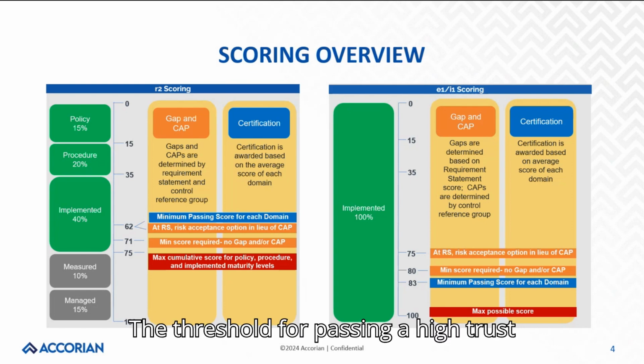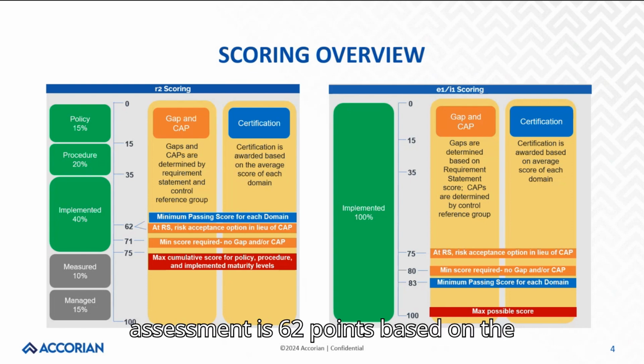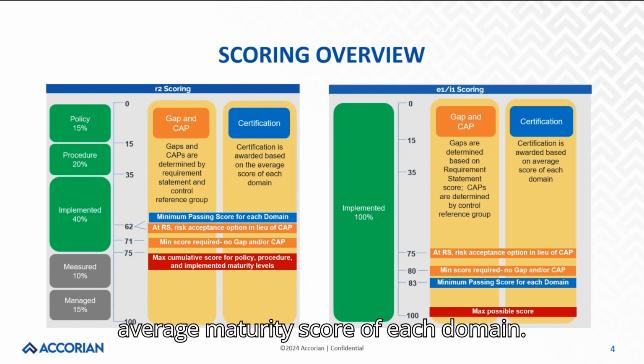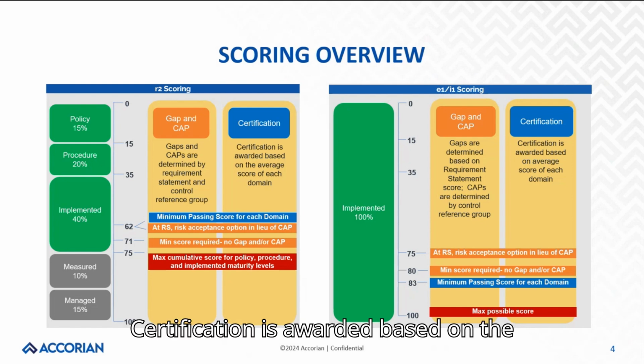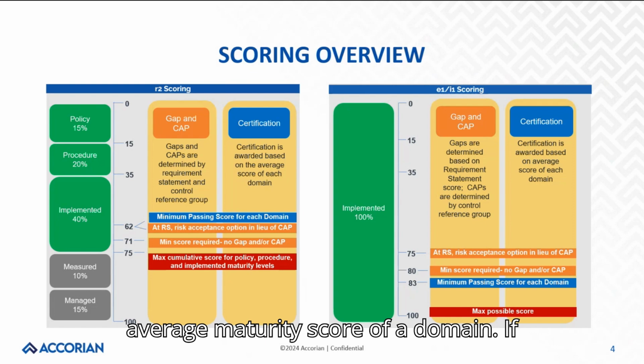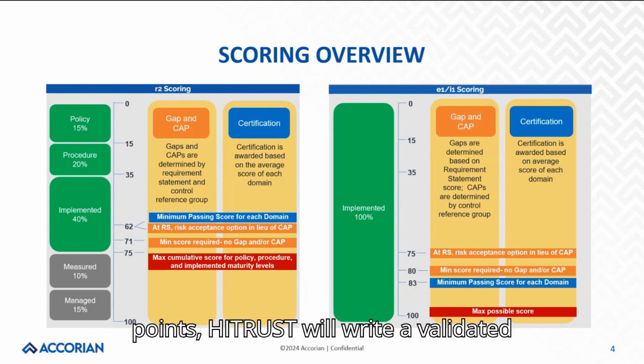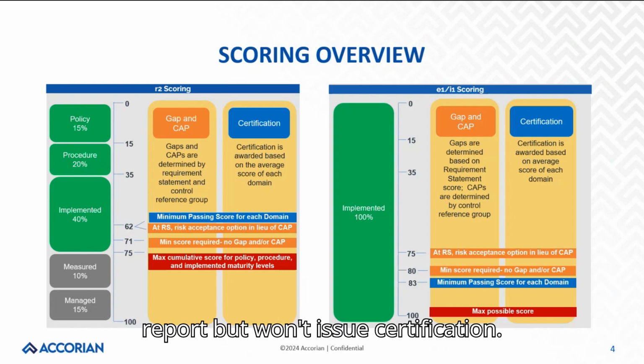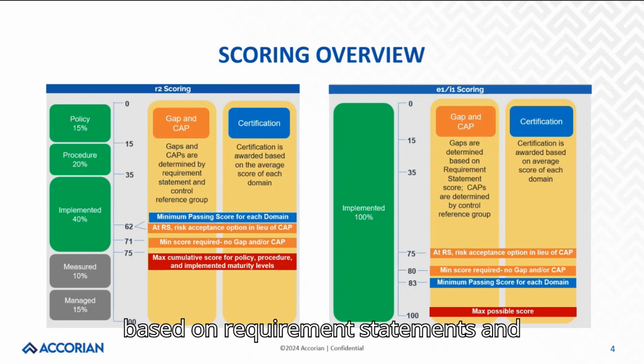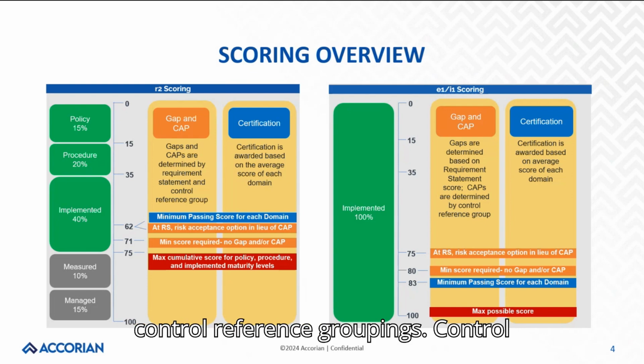The threshold for passing a HITRUST assessment is 62 points based on the average maturity score of each domain. Certification is awarded based on the average maturity score of a domain. If the score for any domain is less than 62 points, HITRUST will write a validated report but won't issue certification. Gaps and corrective action plans are based on requirement statements and control reference groupings.